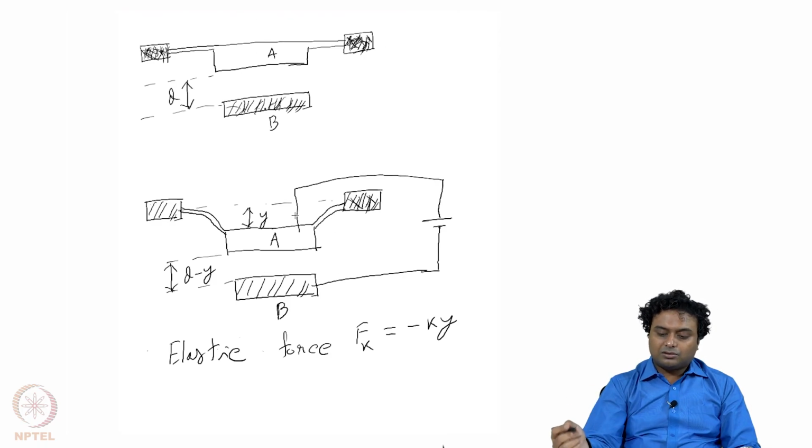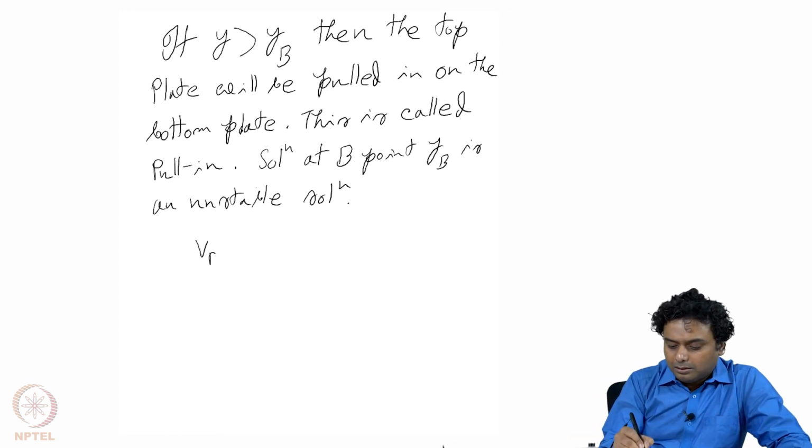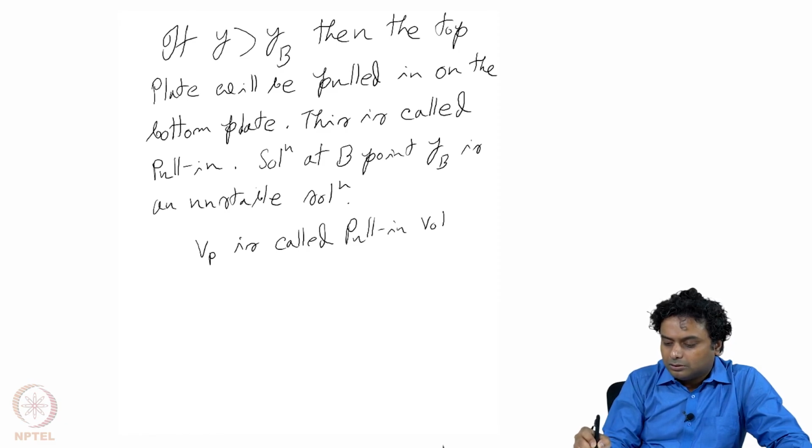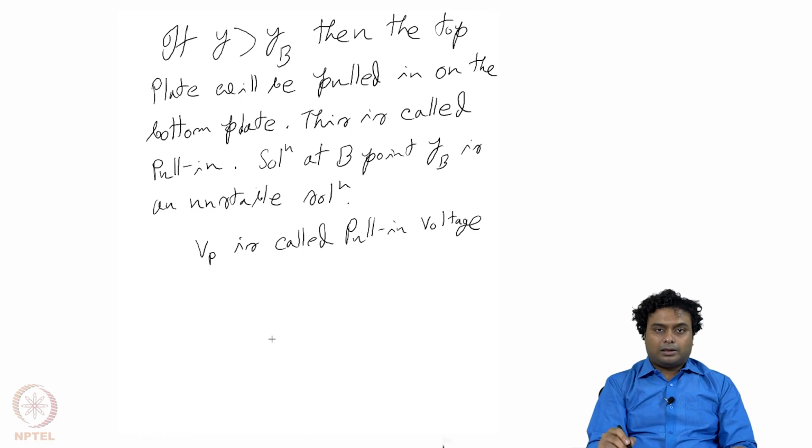So only if it is below this pull in voltage will these beams be able to pull it back to its original space, or even to the other solution, which was the stable solution A point, right. Otherwise it will snap on the bottom plate. So this voltage Vp is called the pull in voltage. And the mathematical derivation about this we will do in the next class.